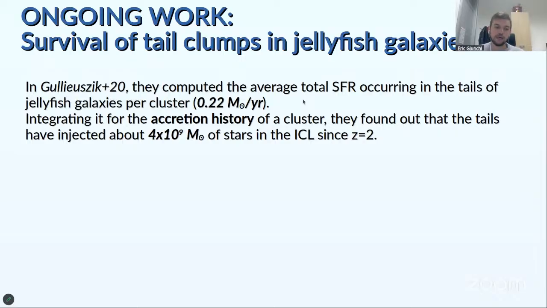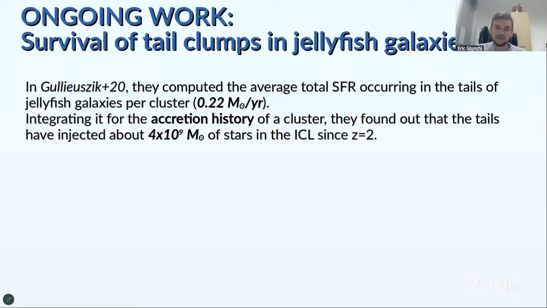So essentially, they put together all the jellyfish galaxies in a cluster. They did that for many clusters that were complete in sample. And so they found out that on average, the star formation rate, so the injection of stars in the intracluster light from the jellyfish galaxies, is 0.22 solar masses per year, if we put together all the jellyfish galaxies in a cluster. This is instantaneous, so if we integrate for the accretion history of a cluster, we can obtain all the stars that have accumulated in the intracluster light because of the jellyfish phenomenon.